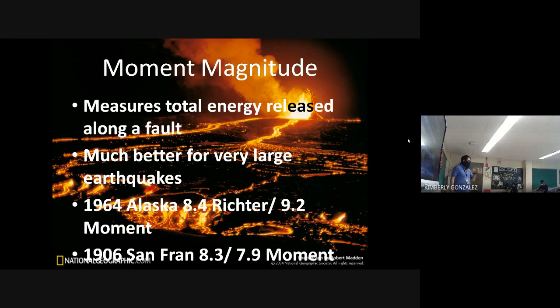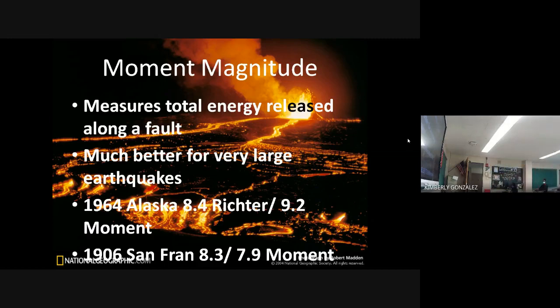Now, the one thing about these earthquakes and all of these scales, they're not calculated the way you normally count numbers. So if I told you how many times bigger is a 4 than a 2, what would you say? Twice as big. Yes? On the Richter scale, it doesn't work that way.